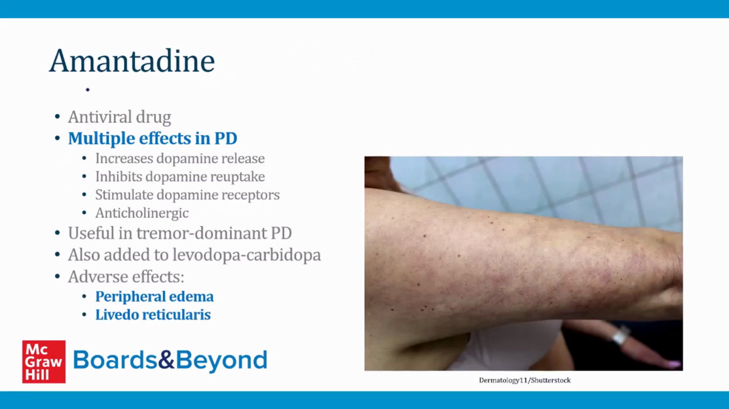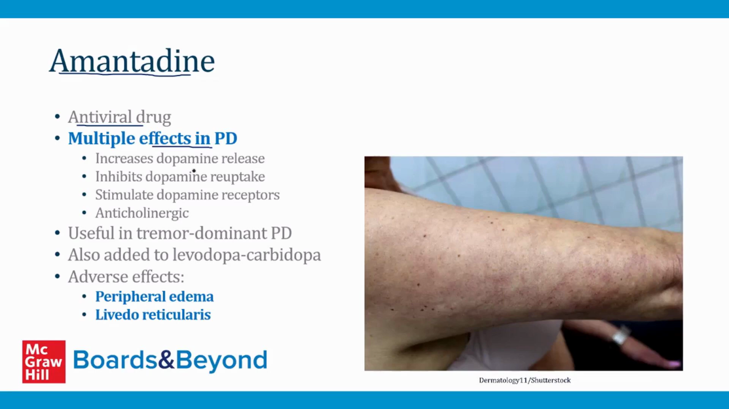And then one final drug we'll discuss that can be used to treat Parkinson's disease is amantadine. So amantadine is an antiviral drug, and decades ago it was used to treat influenza, although it's no longer used for this purpose. But it does have multiple effects that are beneficial in Parkinson's disease, and that's why it's still sometimes used as an add-on therapy to treat patients with Parkinson's.